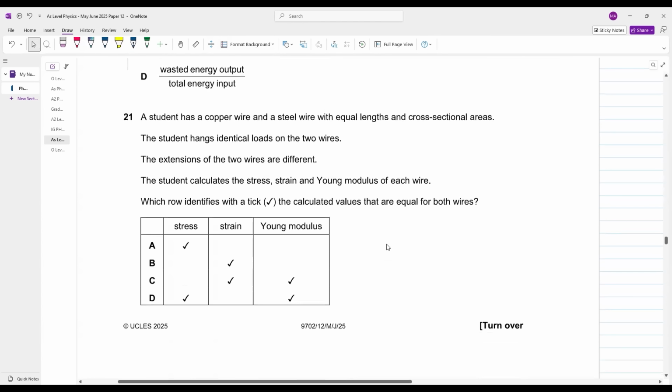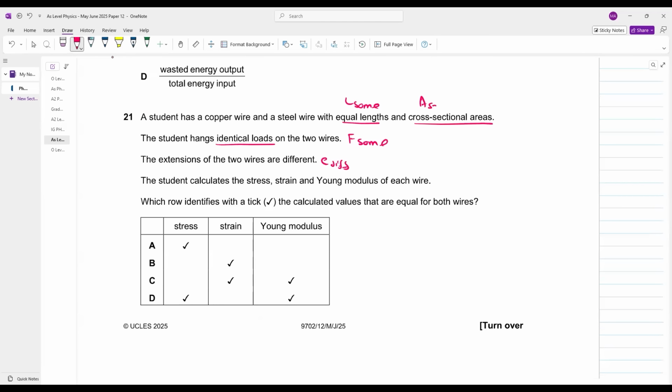आगे बढ़ते हैं. A student has a copper wire and a steel wire with equal lengths and cross section area. The student hangs identical loads on two wires. The extensions of the two wires are different. अच्छा जी, दोनों की extension different है, forces same है, length same है, and cross sectional area is also same. ठीक है. What else is written? The student calculates the stress, strain, and Young modulus of each wire. Which row identifies with a tick the calculated values that are equal for both wires?